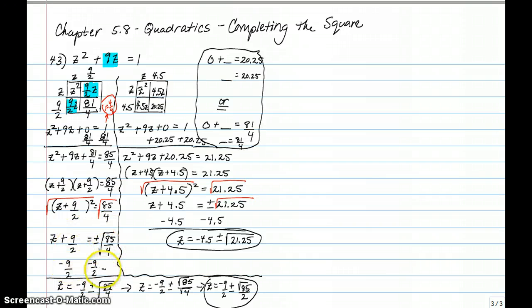You would subtract 9 halves from both sides, so you end up with z equaling negative 9 halves plus or minus the square root of 85 fourths. Now here's where you have to be careful. That's not the final answer. Square root of 85 fourths can be written as square root of 85 over the square root of 4, because I saw that 4, so I knew, ooh, that's a perfect square. I might have to do some more simplification. So the square root of 85 can't be simplified further, but the square root of 4 can be, to 2. So you end up with your final answer being z equals negative 9 halves plus or minus the square root of 85 over 2.